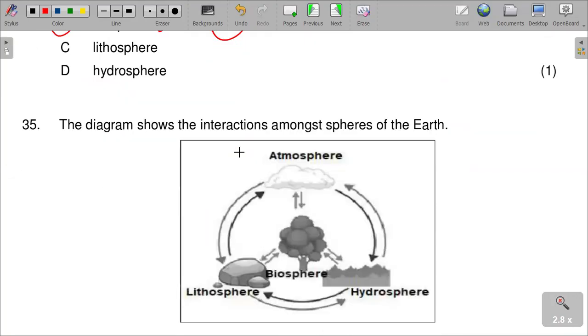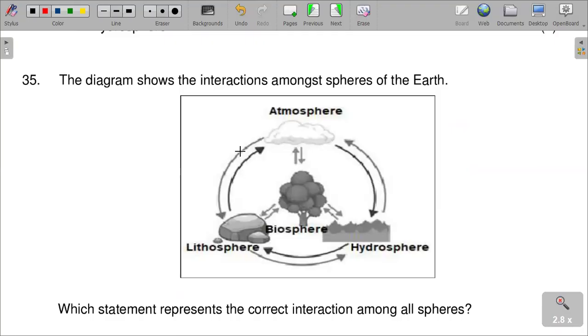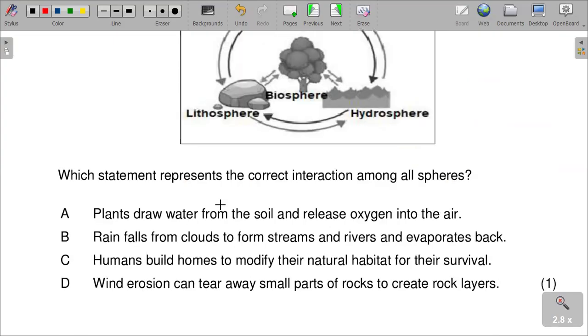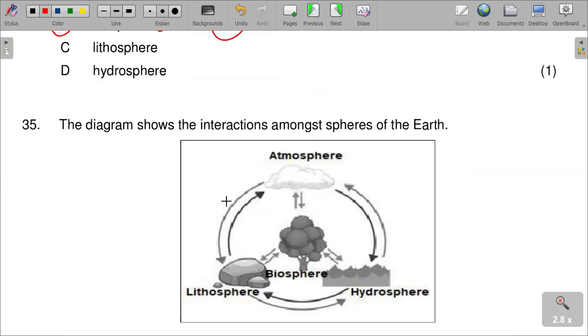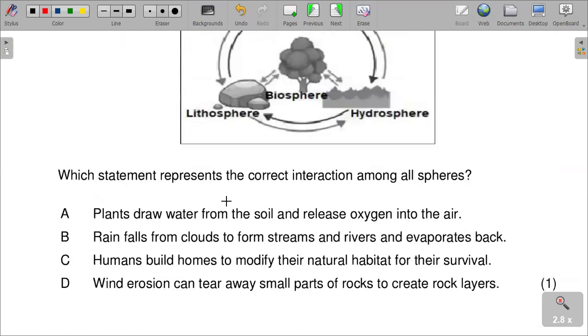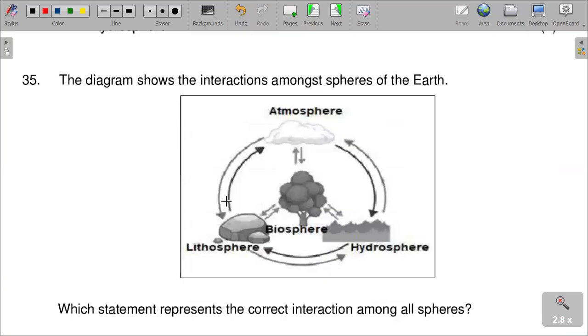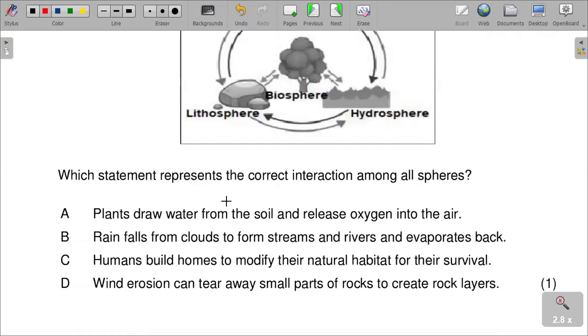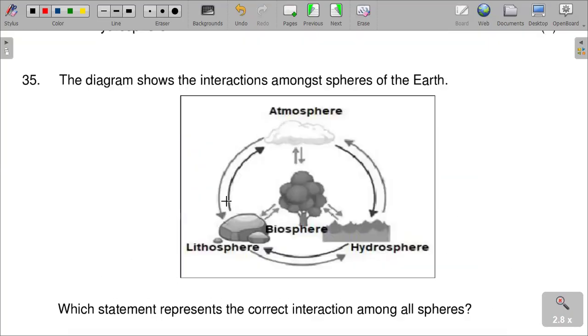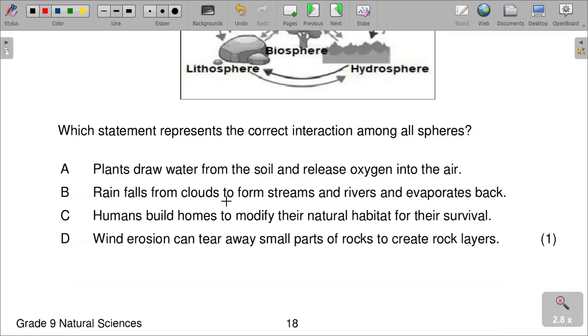It is the biosphere. The diagram shows interactions among spheres of the Earth. Which statement represents the correct interaction among all spheres? I'm sure if you can remember or refer to the previous post, we have answered this question. The correct interaction amongst all spheres is that plants draw water from the soil and release oxygen into the air.